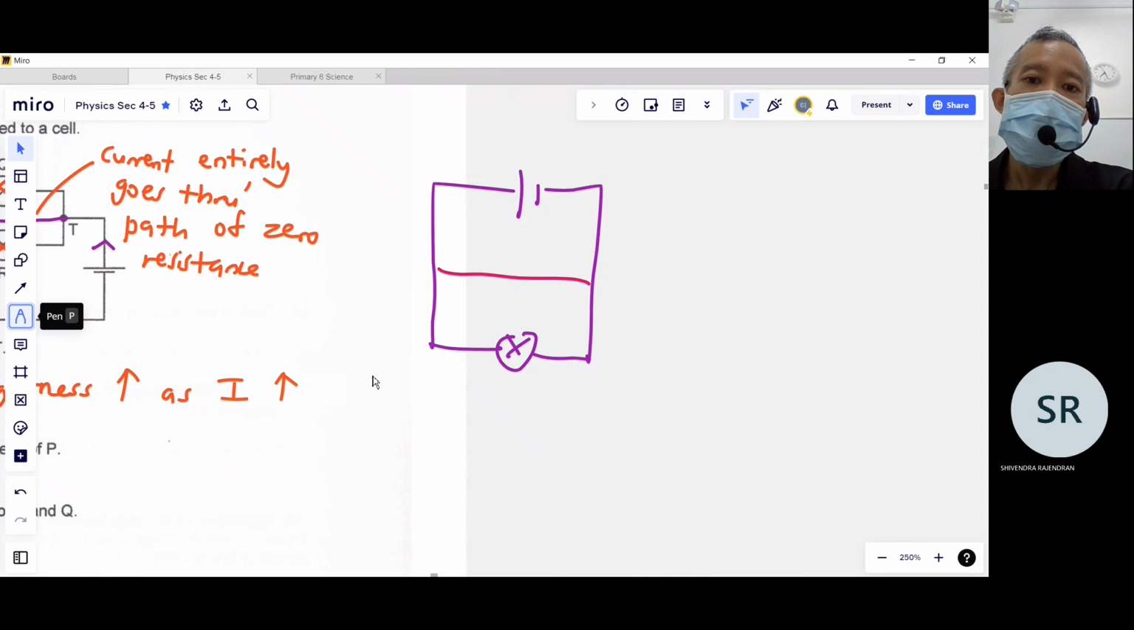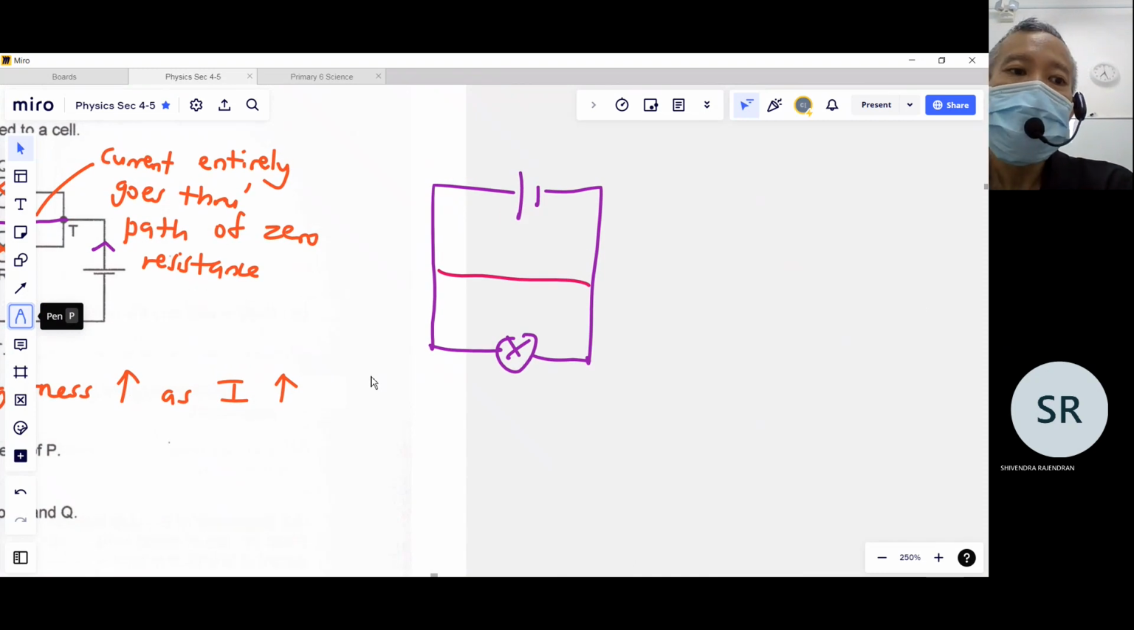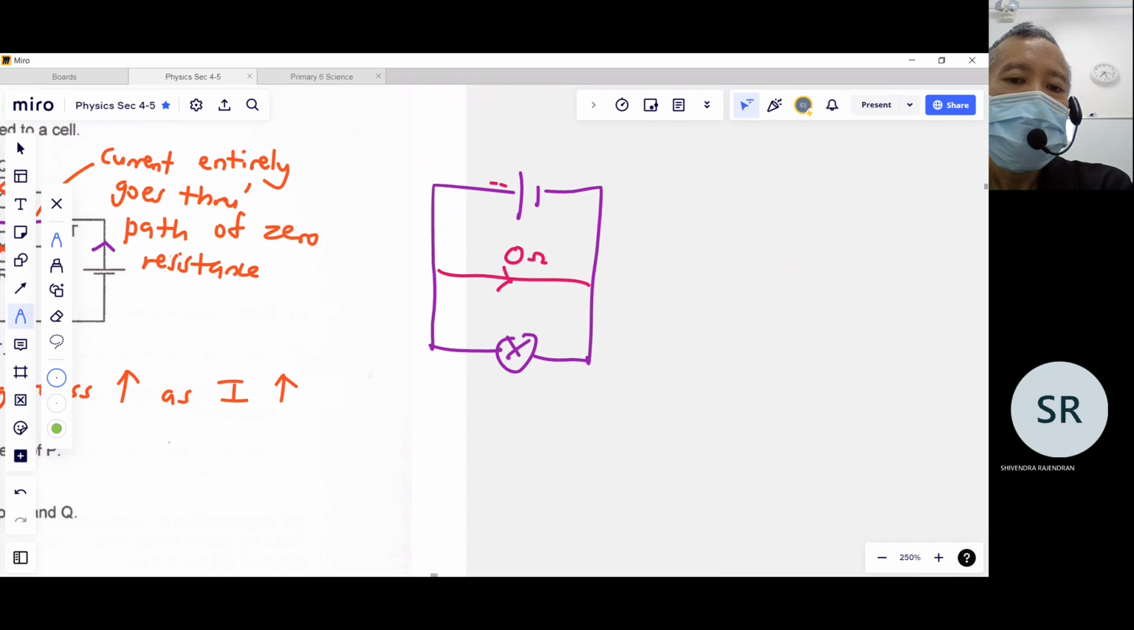Now, occasionally this has come up before. Remember, a wire has zero resistance. So basically, the whole current just flows through the wire. Therefore, there's no current through this branch. There's no current through here at all. So of course, this will not light up.